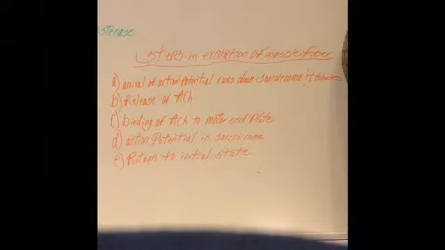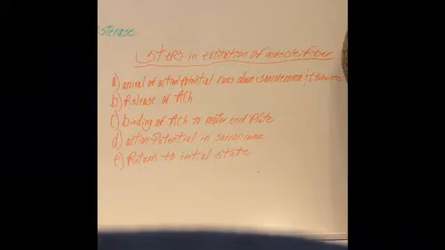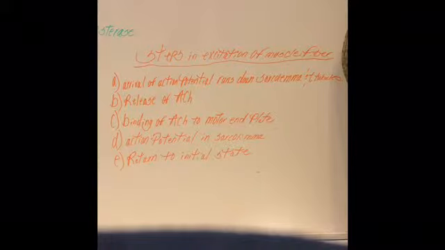After acetylcholine is released, binding of acetylcholine to a motor end plate happens, which opens up gates. Action potential in the sarcolemma occurs, which is also an electric shock. This returns everything to an initial state.